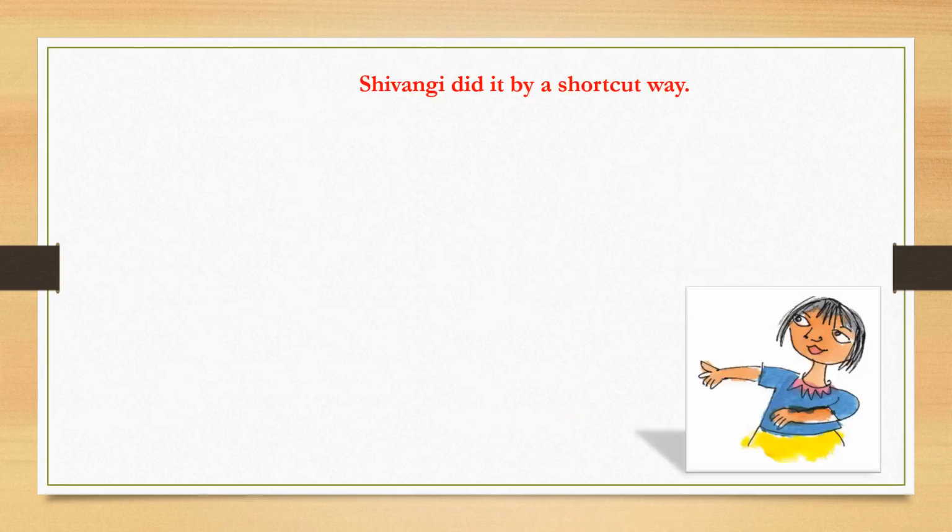As many children are eager to get the answer, Shivangi also attempted, and she did it by a shortcut way. She just divided 9 by 4 first, and 4 times 2 is 8, and she was left with 1. Then she noted down 6 on the right hand side of 1, and then she divided 16 by 4. As we know, in the table of 4, 16 comes 4 times. 4 times 4 is 16. So after subtracting 16 from 16, her answer is 0.